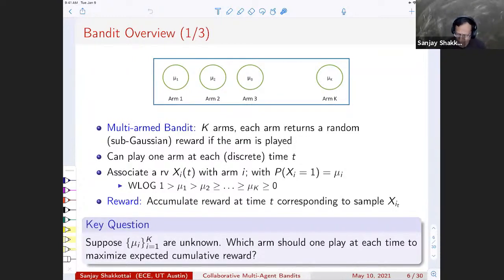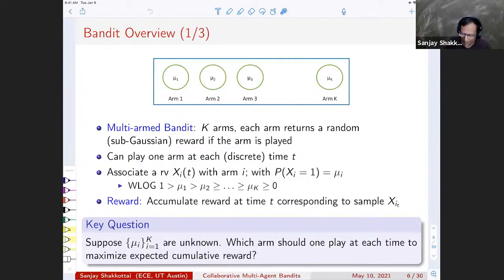Every time slot, you can play one of these arms. And when you play one of these arms, you'll get a random reward, drawn from a particular distribution corresponding to the arm, with the parameter mu corresponding to the mean of that arm. I'm just talking about the Bernoulli case here, even though nothing really changes when the distribution is more general sub-Gaussian. That means that if you play arm i at time t, you will get a random variable X_i(t), whose mean is mu_i because you played arm i. That's all that is going on.